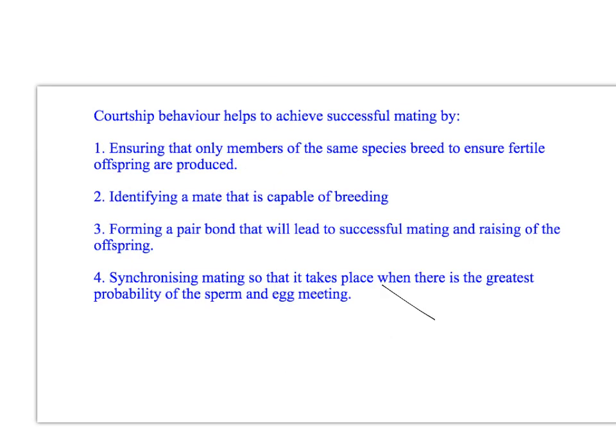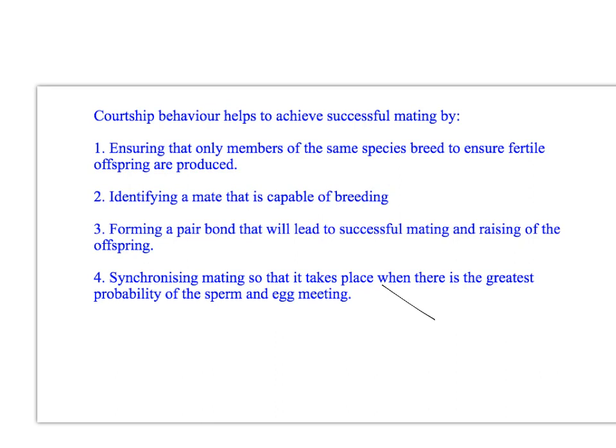So in terms of an exam mark scheme, these are the kind of things that you need to talk about in terms of why courtship behaviour is needed for successful mating. So it's to ensure that only members of the same species can breed. That might seem a bit strange to humans, being able to identify another human, but certainly for insects, certain species of bird, you have to be able to identify the same species from other species that look quite similar.